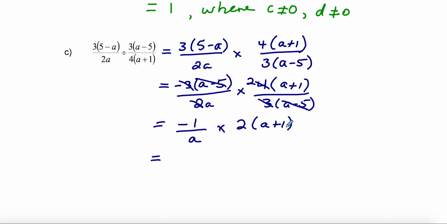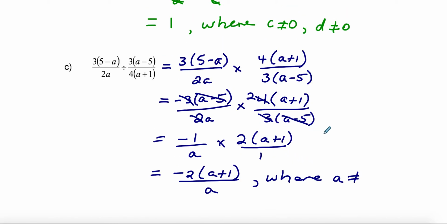But I could multiply the numerators together. So imagine with multiplication, I multiply my numerators together and my denominators. A times 1 is just a. So that would be my simplified answer. I have to go back though and look at my restriction. What do I see? I see a cannot equal 5 for sure, because that was canceled out from the denominator.